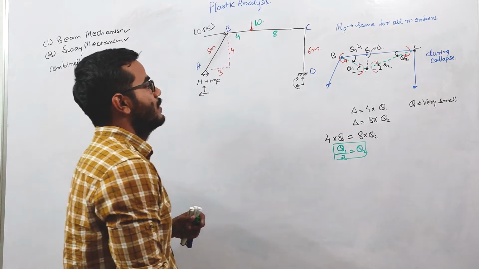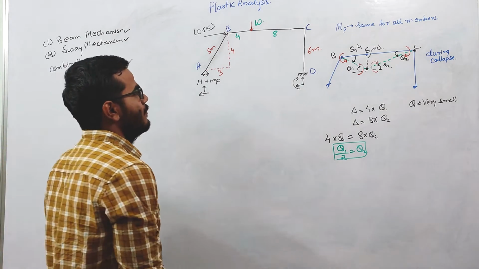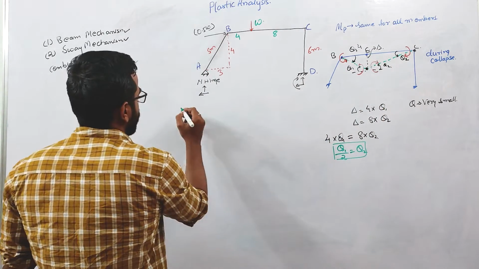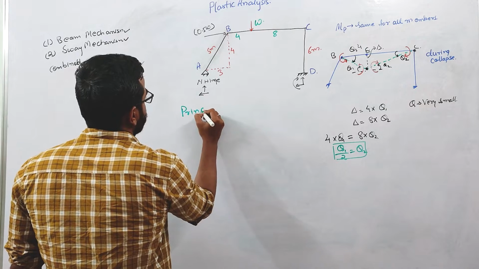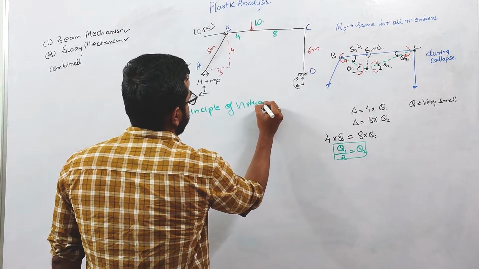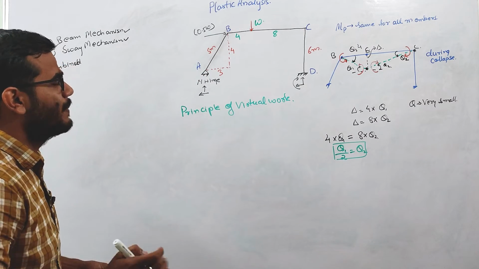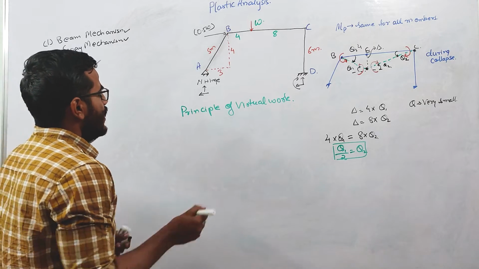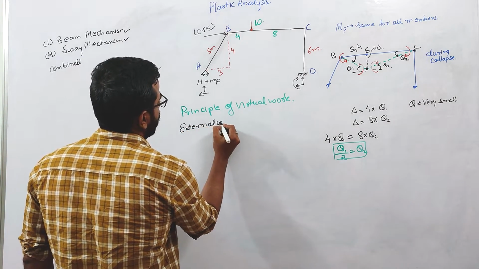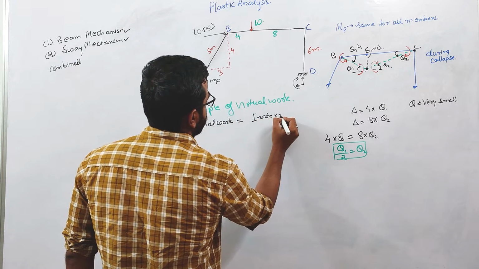Okay, now let us apply the principle of virtual work to find the collapse load for this beam mechanism. Okay, so using the principle of virtual work, external work done is equal to internal work done.